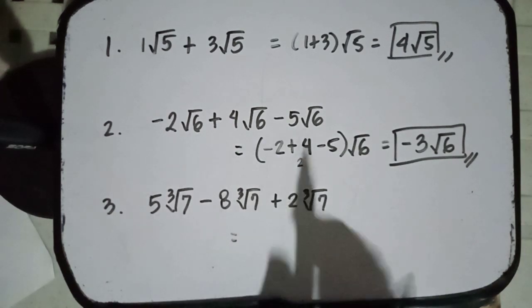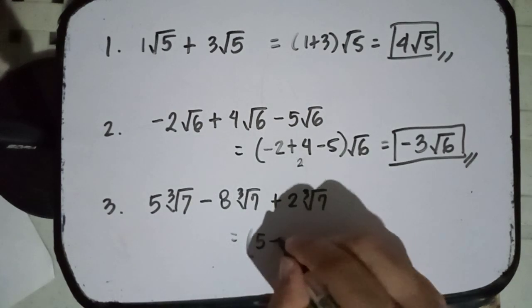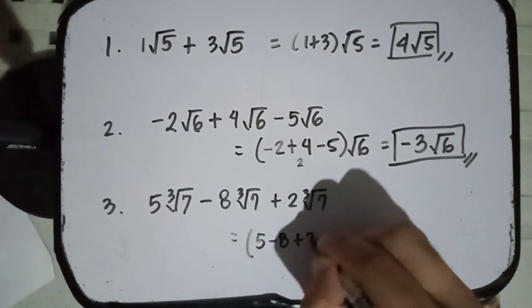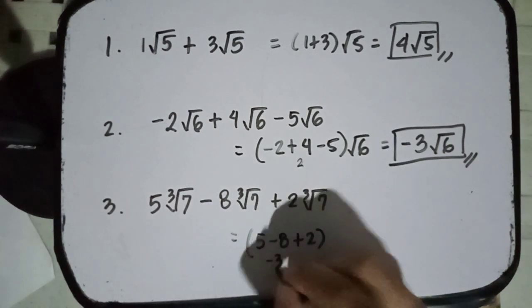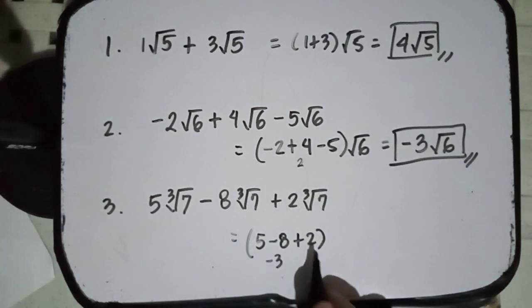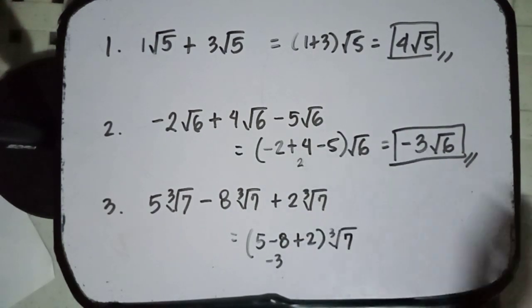So, ang gagawin na lang natin is 5, then minus 8, and then plus 2. Okay? 5 minus 8 equals negative 3. Diba? Plus 2, that is equal to negative 1. And then we have cube root of 7.